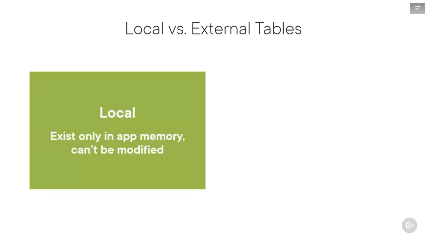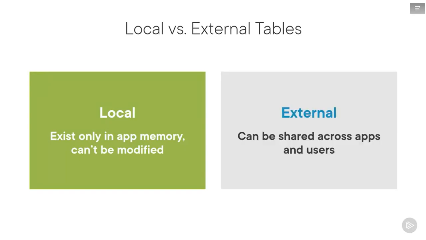As we've already learned, tables are the most common data source for your apps. Local tables that are internal to your app exist only in the app memory and are not stored anywhere. With that in mind, you can't directly modify the data and the structure of these tables. On the flip side, external tables are stored in the data source, and data from these tables can be shared across apps and users.